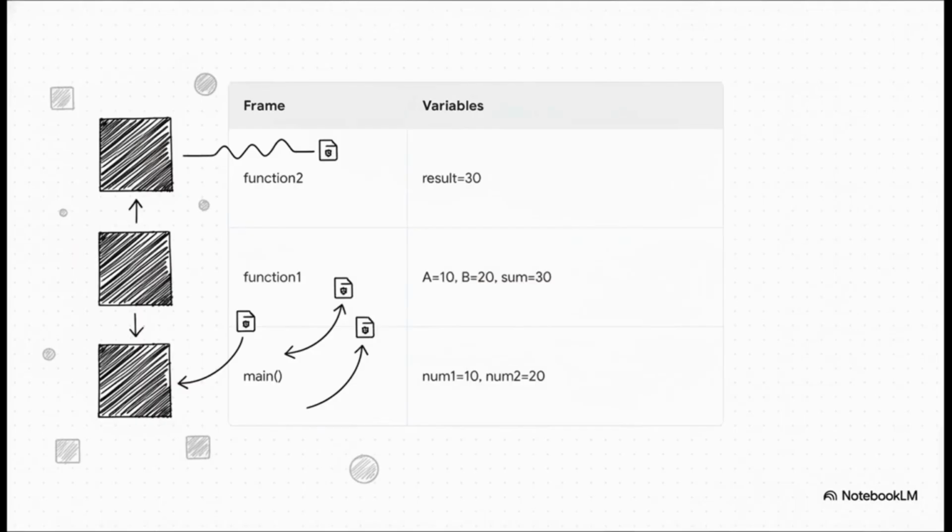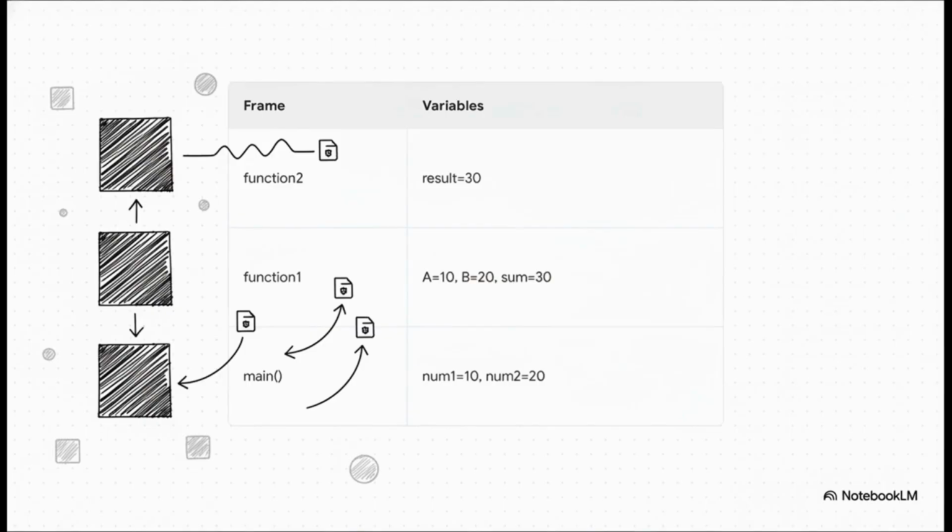Now it's super fascinating to track the actual data flowing through those stacked plates. Down at the bottom in our main function, let's say we have 2 local variables, num1 set to 10 and num2 set to 20. When main calls function 1, it passes those exact values up. So inside the stack frame for function 1, those values map to its parameters. Let's call them a and b. So a becomes 10 and b becomes 20.